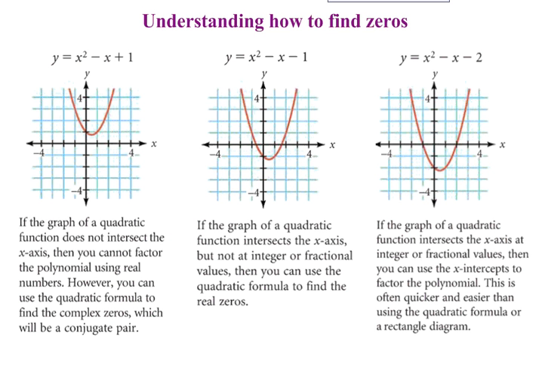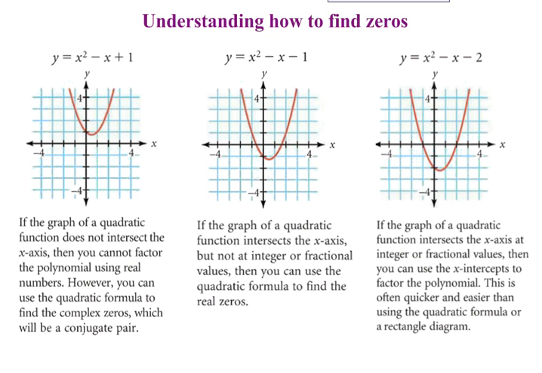Alright, so as I said before, we've done a lot of work with quadratics, and this graph is a summary of the things that we've done so far. It's showing you the different types of parabolas that you can come up with. In our first graph, we see a parabola that does not touch the x-axis. It doesn't have any x-intercepts, any roots, or any real zeros, but it might have imaginary zeros. It says if the graph of a quadratic function does not intersect the x-axis, then you cannot factor the polynomial using real numbers. However, you can use the quadratic formula to find the complex zeros, a conjugate pair. This is something that we've done already.